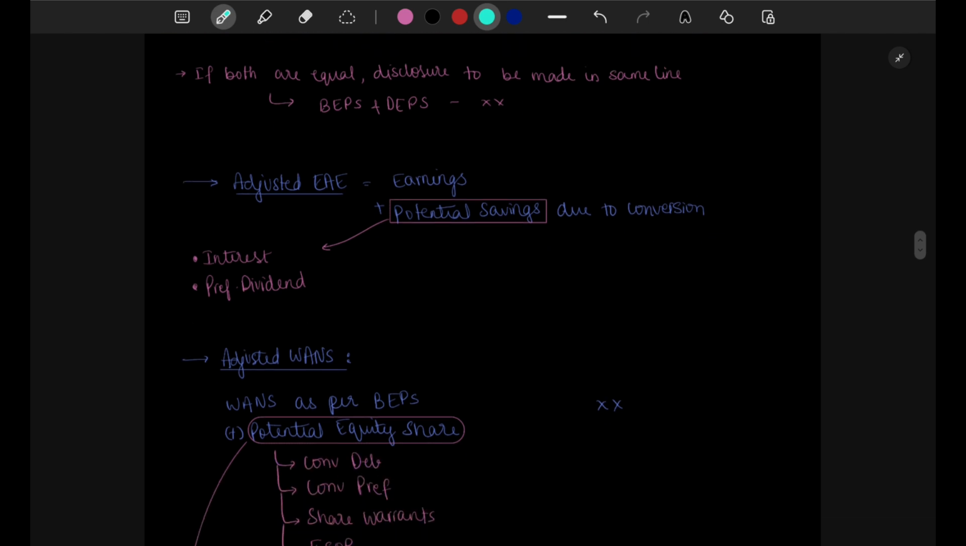So what comes under adjusted earnings available to equity shareholders? What comes under adjusted EAE? First is your normal earnings plus any potential earnings due to conversion. In case of interest or preference dividend, those are our only potential savings actually. No other security gives any potential savings. So interest in case of convertible debentures, and preference dividend in case of convertible preference shares, okay.